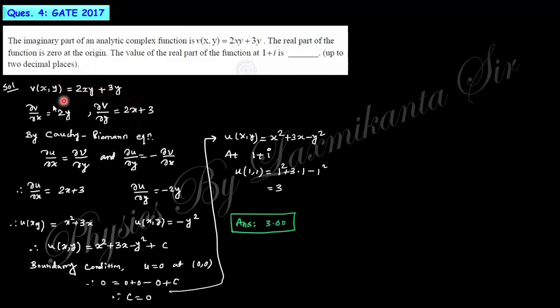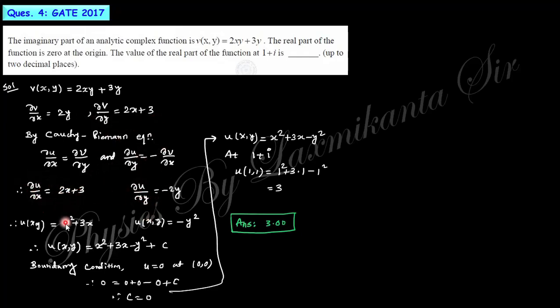This is the imaginary part. We take the partial derivative with respect to x, that is 2y, and with respect to y, that is 2x plus 3. By the Cauchy-Riemann condition, ∂u/∂x equals ∂v/∂y, and ∂u/∂y equals minus ∂v/∂x. So ∂u/∂x equals 2x plus 3 and ∂u/∂y equals minus 2y.